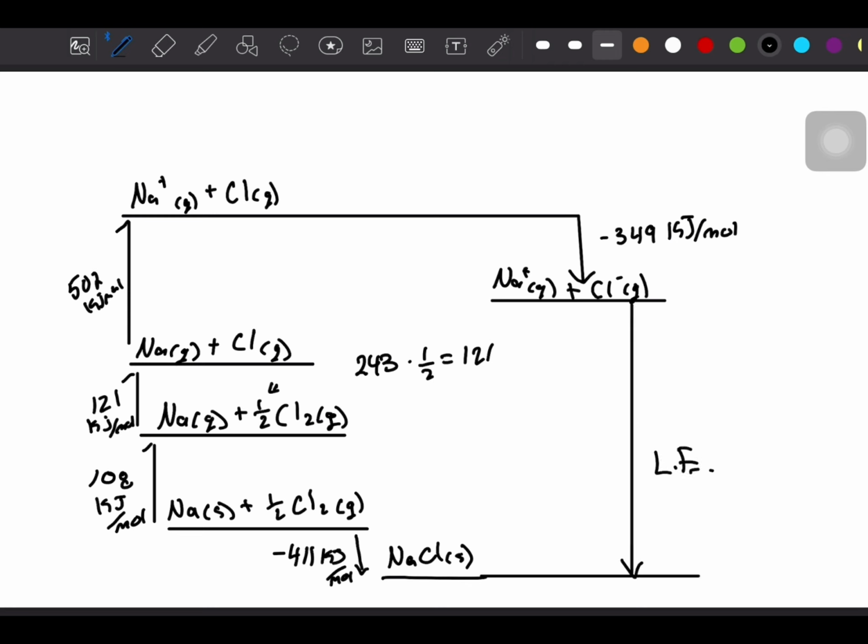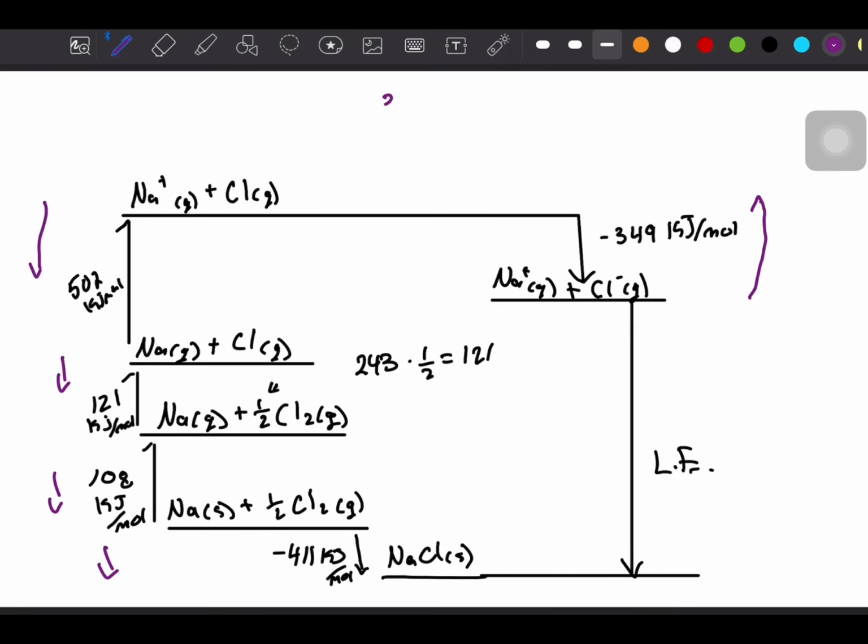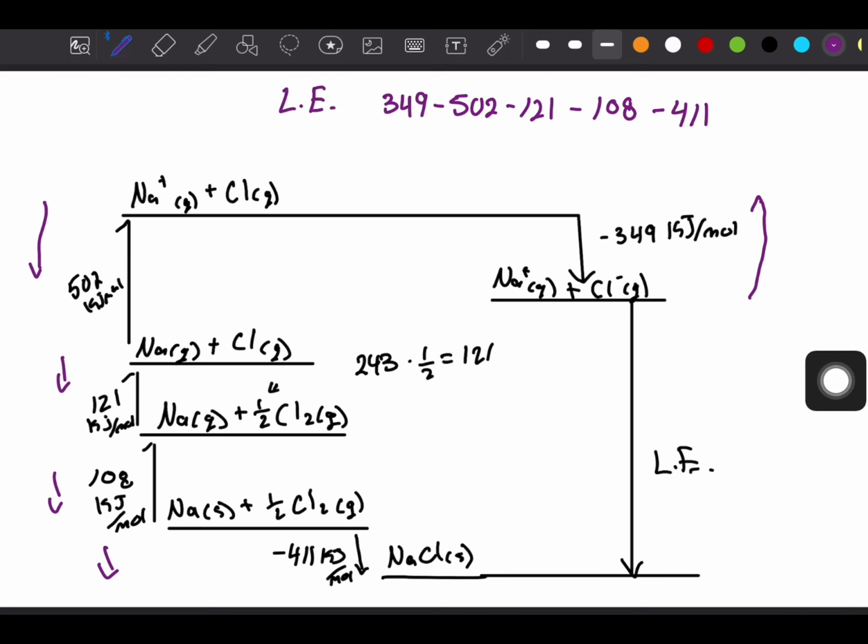But how do we solve for the lattice energy? Well, the simplest trick is just to count backwards. So we're going to go up, down, down, down, down. It's going to be a positive 349. When you go down, it's going to be negative 502. We're going down again, negative 121. Go down again, negative 108. And then when we go down again, it's going to be negative 411. This will give us our lattice energy.